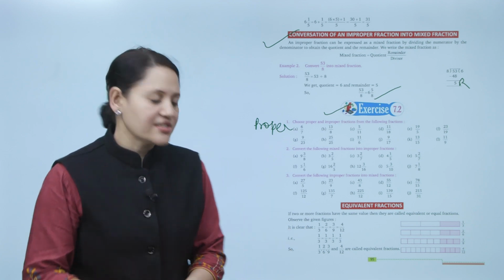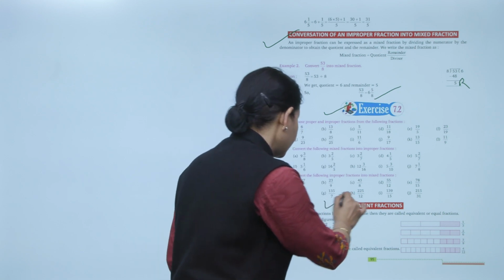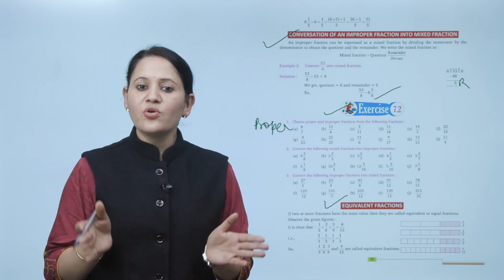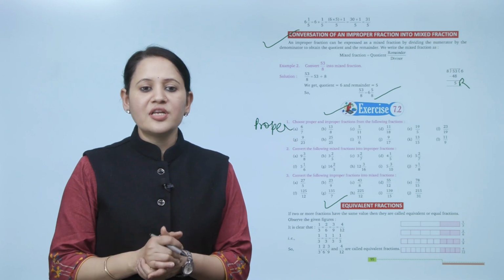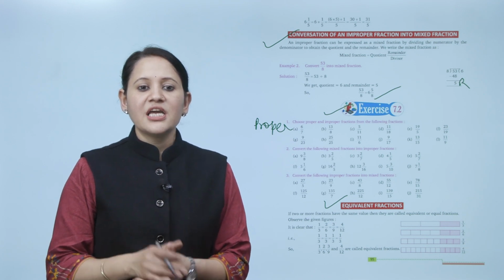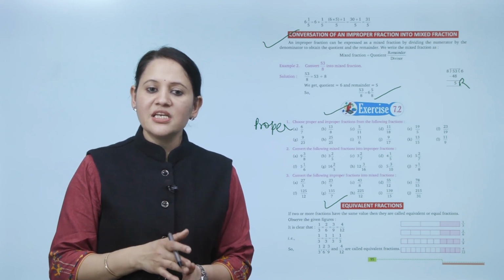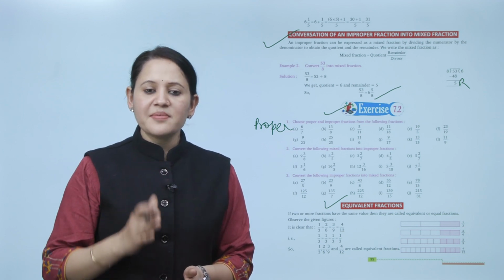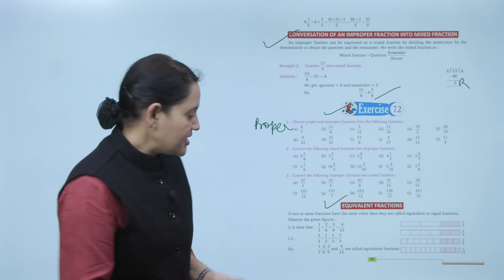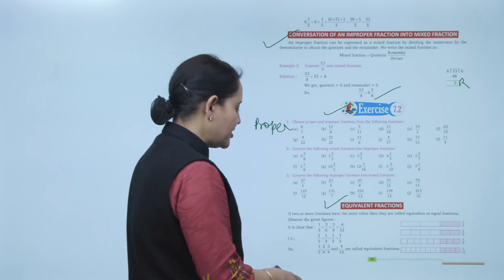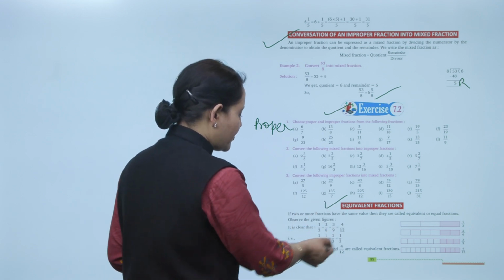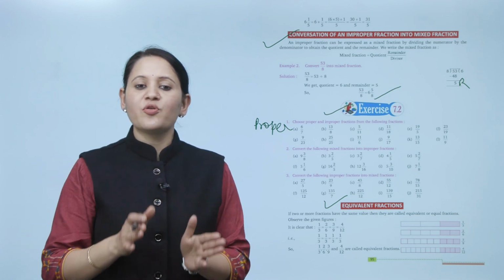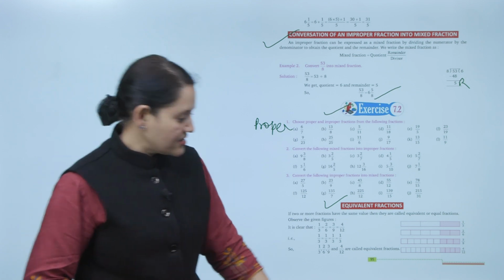Next is equivalent fraction. If two or more fractions have the same value, they are called equivalent or equal fractions. Observe the given figure. It is clear that 1 by 3 is the same as 2 by 6, the same as 3 by 9, the same as 4 by 12. Because if we change them into lowest terms, the value is 1 by 3. So 1 by 3, 2 by 6, 3 by 9 and 4 by 12 are called equivalent fractions.